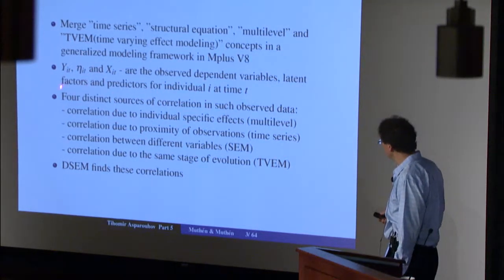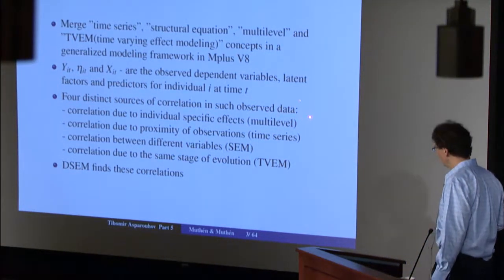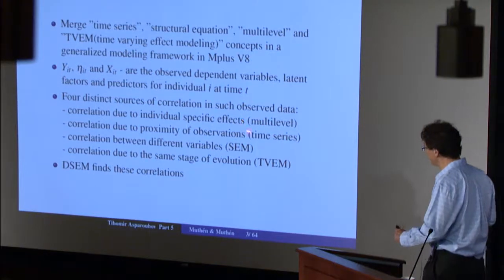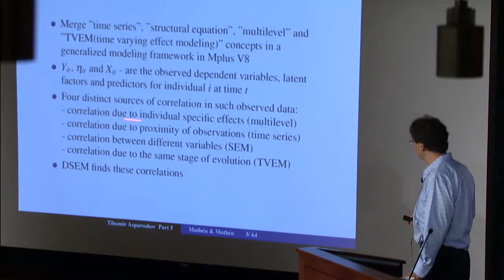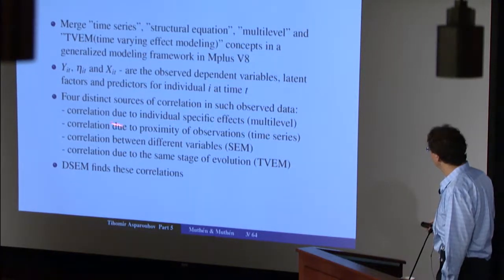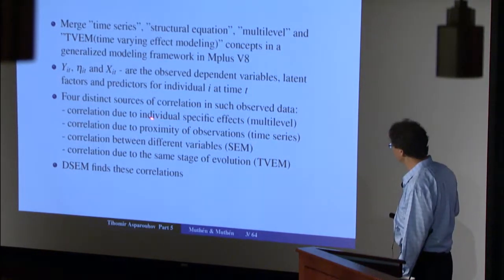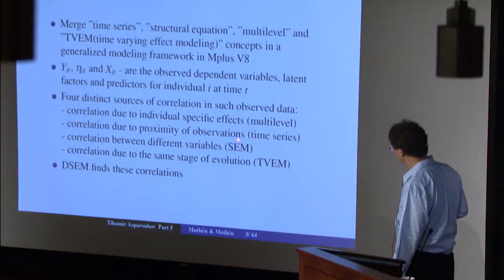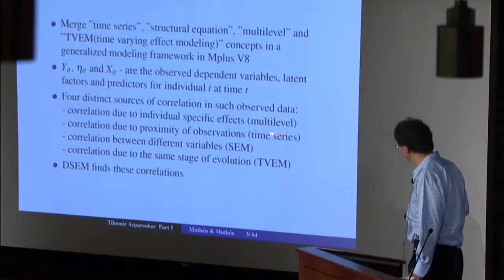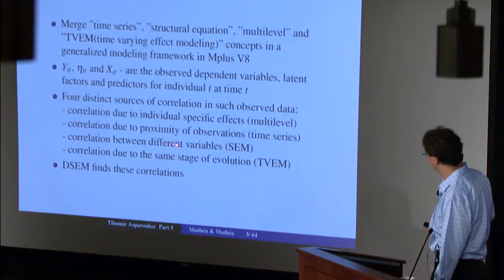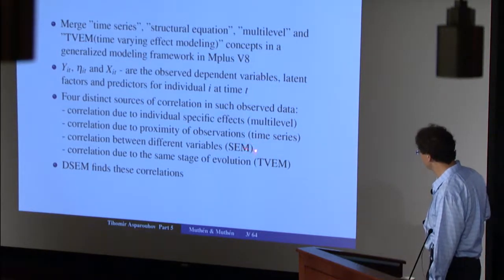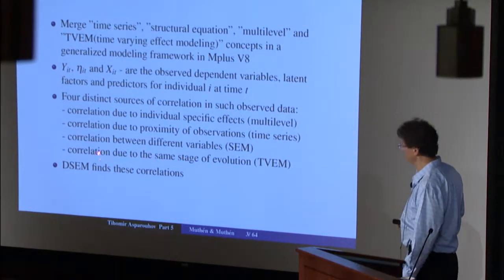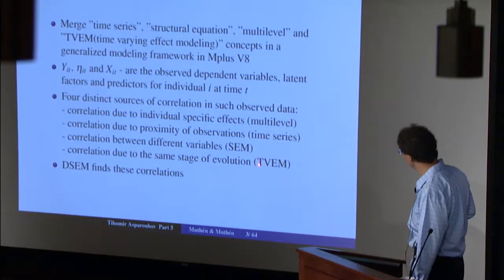In such data, there are 4 distinct sources of correlations, and the DSEM framework actually allows you to parse out these correlations, figure out which one is which, evaluate them, determine them. These correlations are as follows: the correlation due to individual specific effects, and that's basically taking care of the multilevel aspect of the model. Correlations due to proximity of observations, and that's basically the time series concept. Correlations between different variables, and that's the SEM part of the model. And correlations due to the same stage of evolution, which is the TVEM modeling framework.